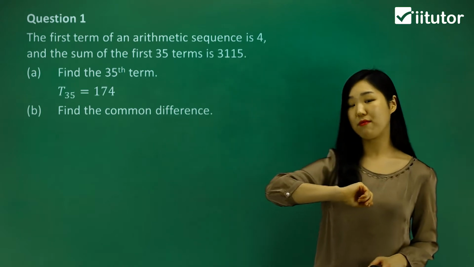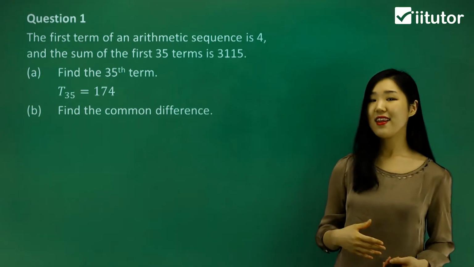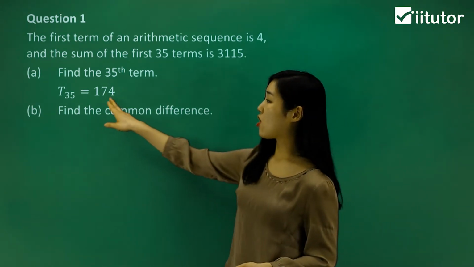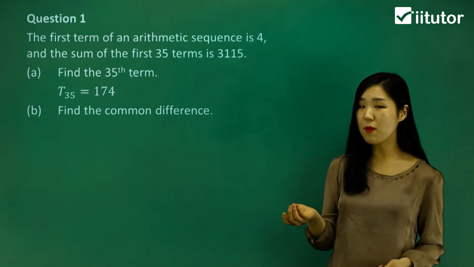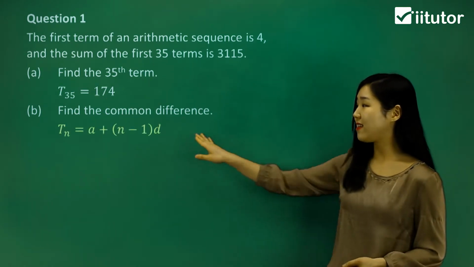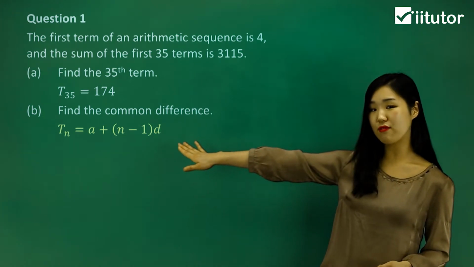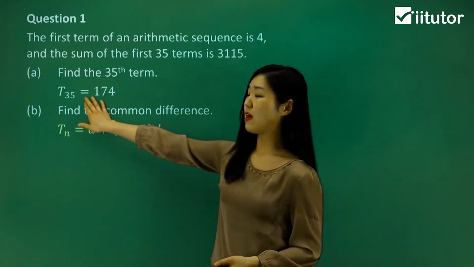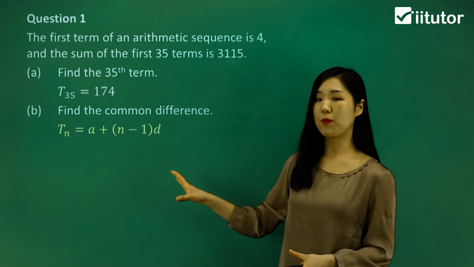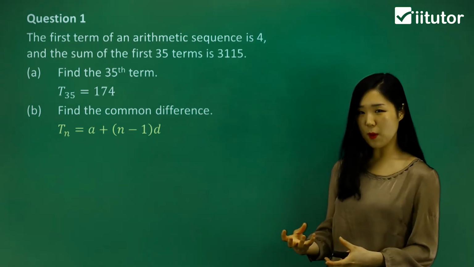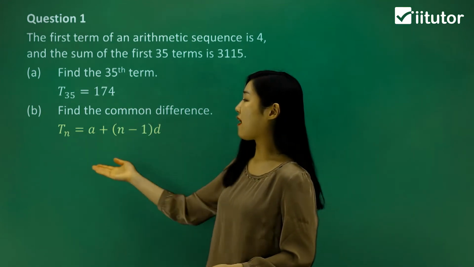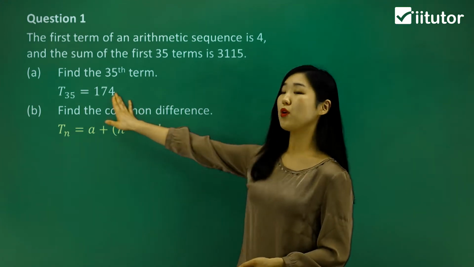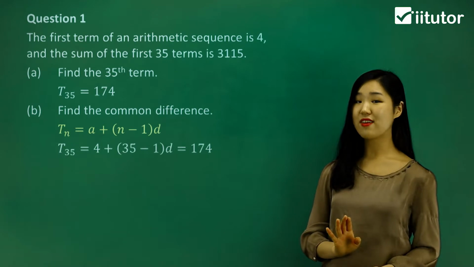Now let's do B. Find the common difference. Now, we know that the 35th term is 174, and what we're going to be using to find the common difference, D, is our Tn formula. And I'm going to use this information. It's the 35th term, so we have to use the Tn formula. So n is going to be 35, and this outcome will be 174, isn't it? That's what I'm going to use.